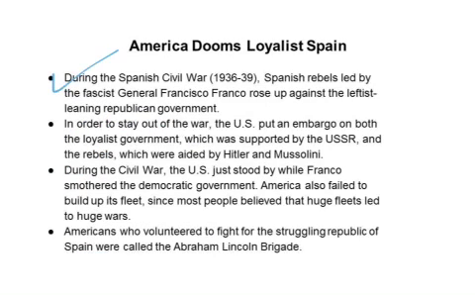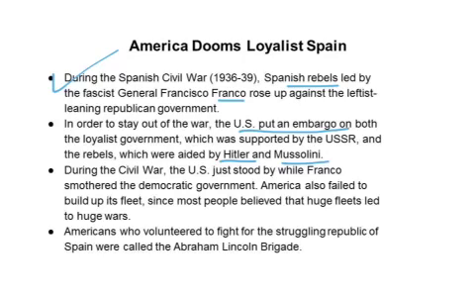During the Spanish Civil War, 1936 to 1939, Spanish rebels, led by the fascist General Francisco Franco, rose up against the leftist-leaning Republican government. In order to stay out of the war, the U.S. put an embargo on both the Loyalist government, which was supported by Russia, the Soviet Union, and the rebels, which were aided by Hitler and Mussolini.